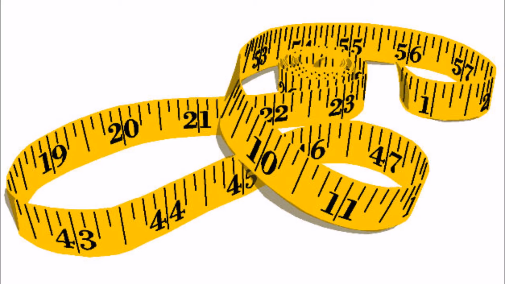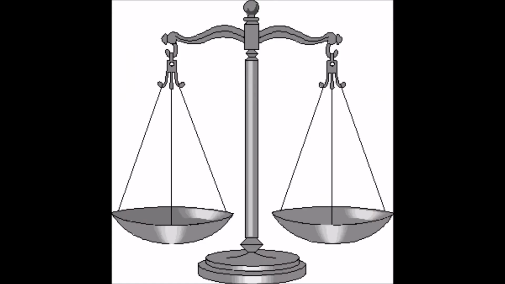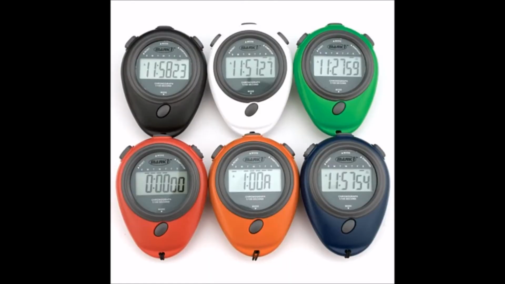In Section 4 of Chapter 1, we will be focusing on measurements. We all know how to measure things. We use rulers to measure length, scales to measure weight, and watches to measure time.